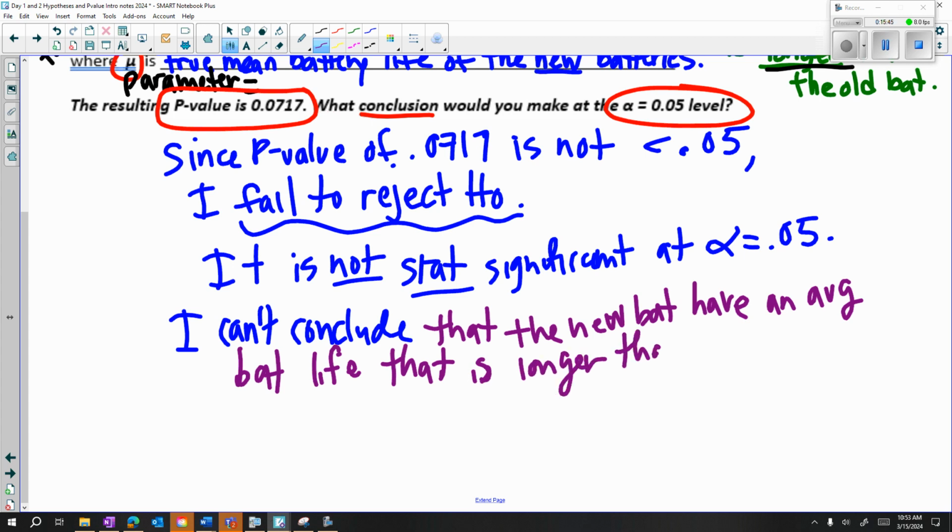And we're done. So there you have it. Now you know what a p-value means and what it means in the context of the question.